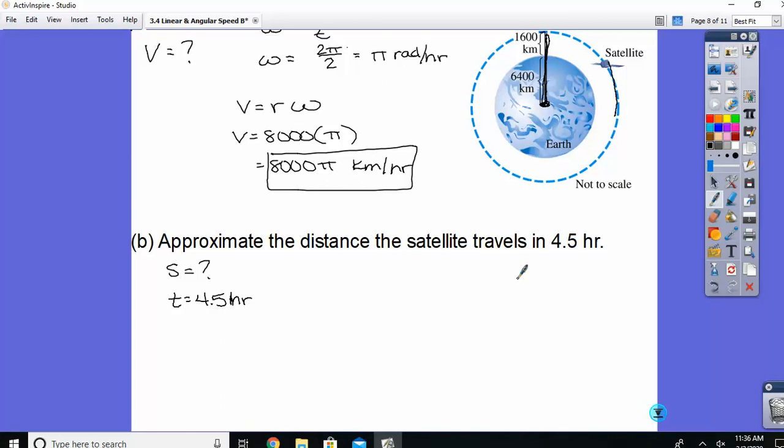What else has an S in it? V equals S over T. Do we know V? Yeah, let's plug into there. We just found V in part A. So you would multiply over your 4.5. And what does that give you? What would my units be on that?